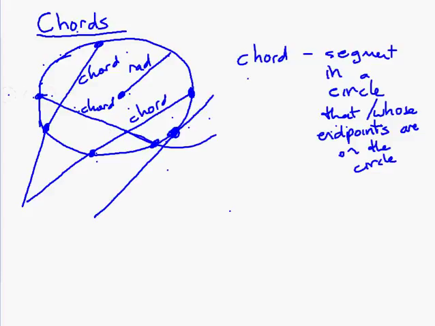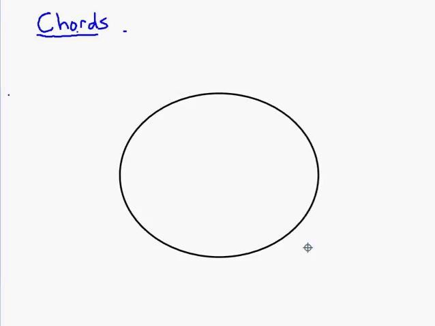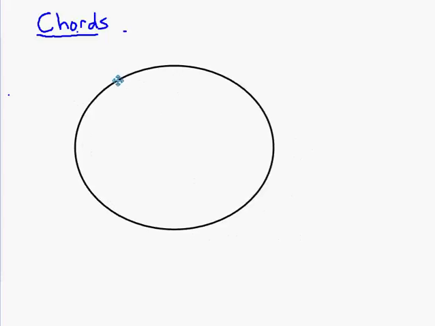So that is what a chord is, but we want to know some properties of chords. Yes, Justin? What if you completed the radius to form the diameter? Would that be a chord as well? Yes, a diameter is a chord.